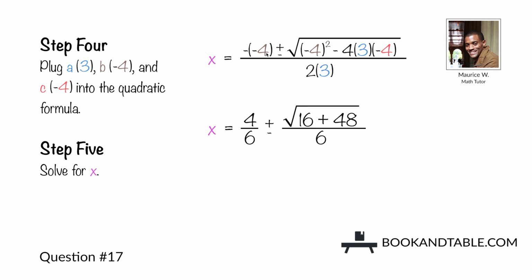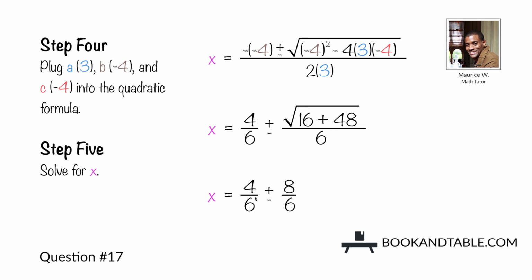Negative 1 times negative 4 is positive 4. 2 times 3 is 6. Plus or minus, negative 4 squared is 16. Minus 4 times 3, which is negative 12. Negative 12 times negative 4 is positive 48. 48 plus 16 is 64. And the square root of 64 is equal to 8.